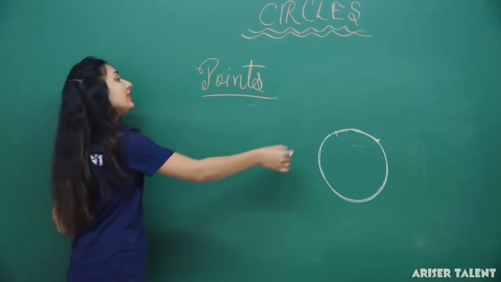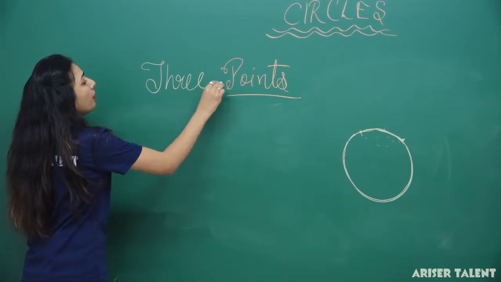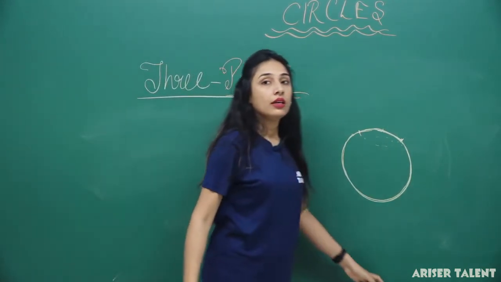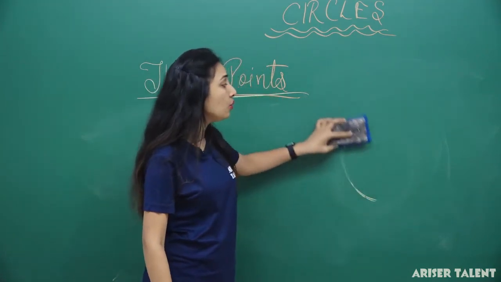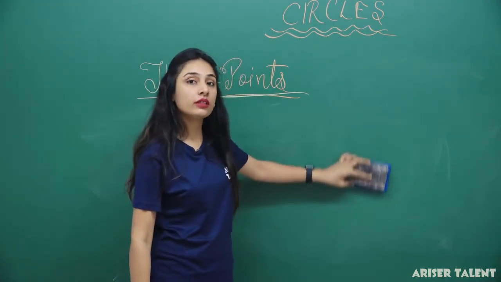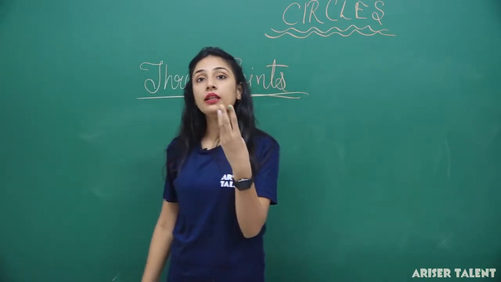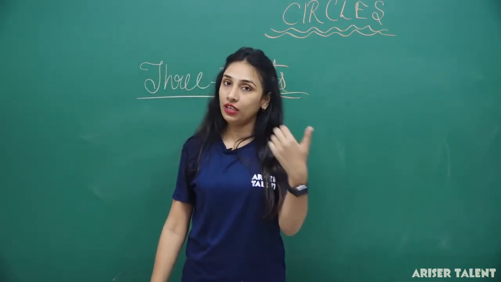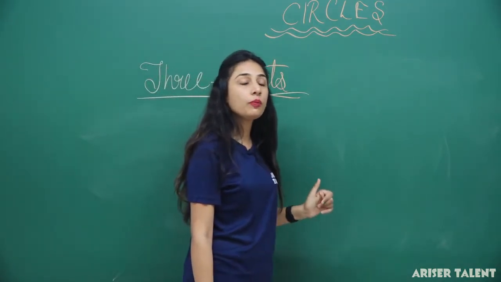That means 3 points. At least 3 points we should have to have the exact one circle. Okay, so how many points for a circle? It is 3. For a line we have studied earlier, this is 2. So for a circle it's 3 points.